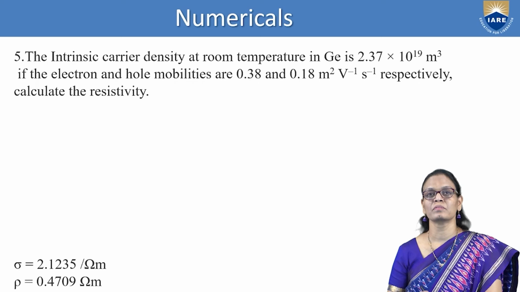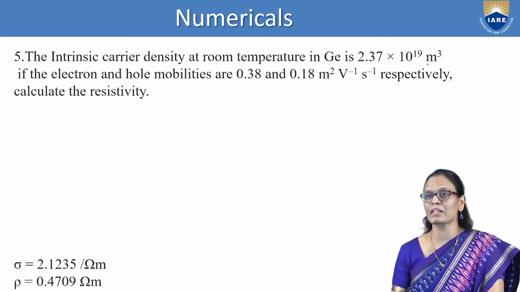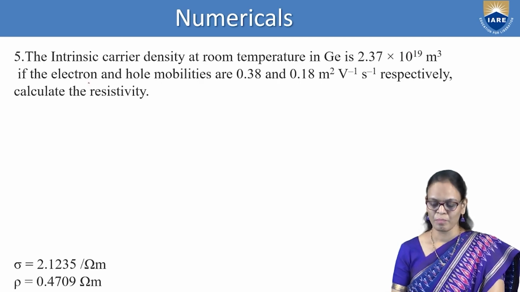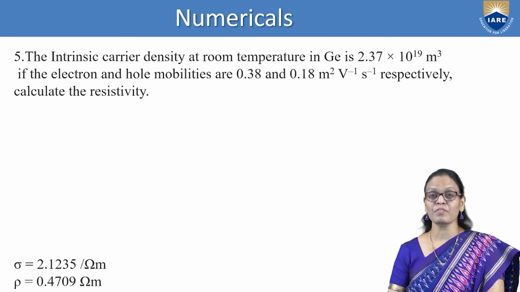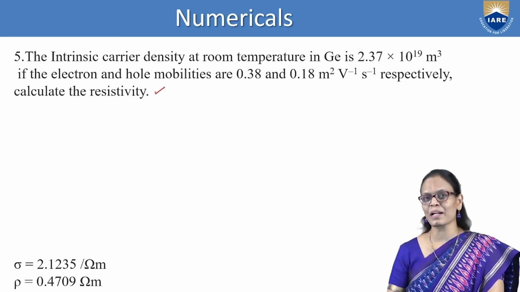Now one more. The intrinsic carrier density at room temperature in germanium is 2.37 into 10 power 19 meter cube per coulomb. If the electron and hole mobilities are 0.38 and 0.18 meter square per volt second, calculate the resistivity. It is similar to the previous question, but here we are going to calculate the resistivity.